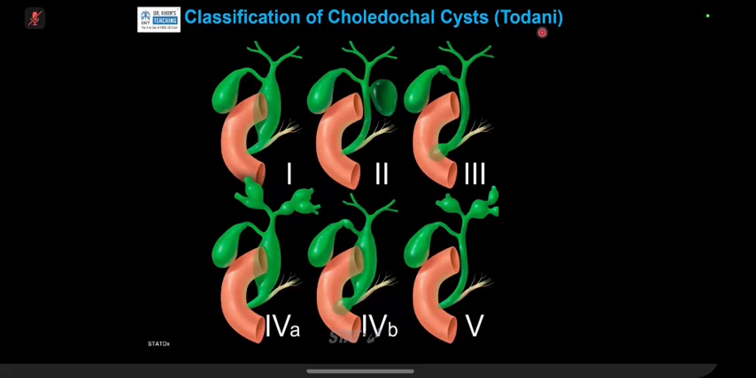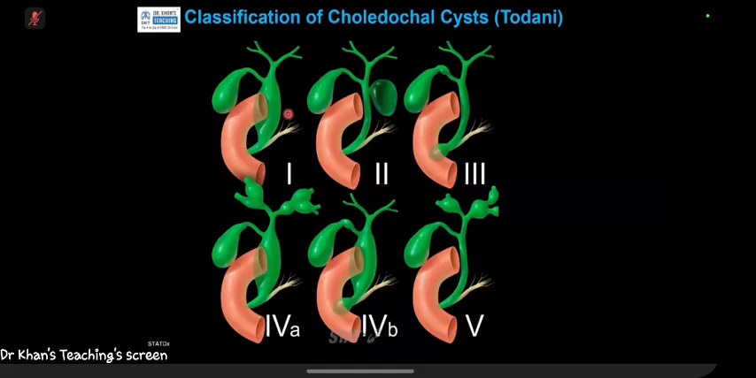Now, this should be absolutely in your mind. It is the Todani classification of choledochal cyst. It is something congenital, and there are three types which are exam cysts. Other ones are rubbish. This is also a classical example of what the mind knows. If you don't know it, you are never going to diagnose.